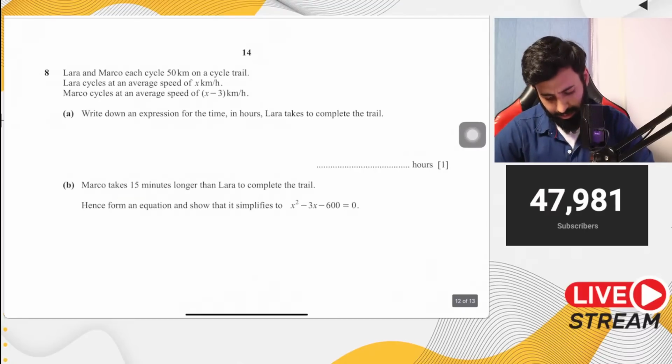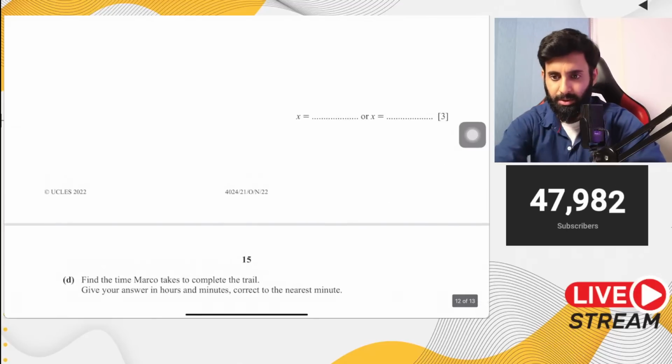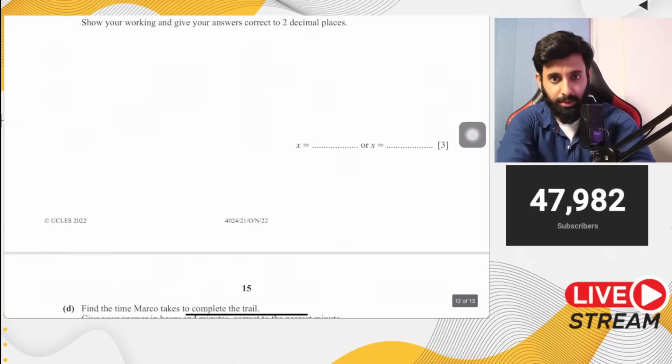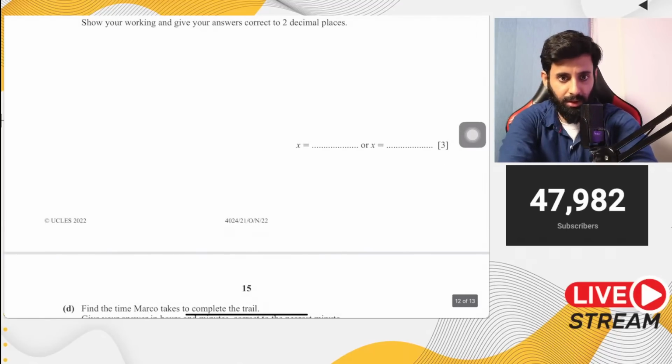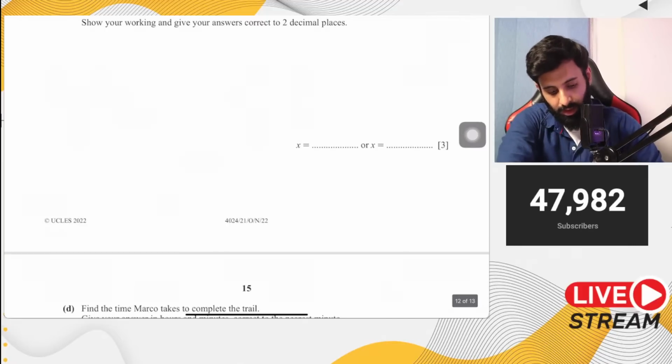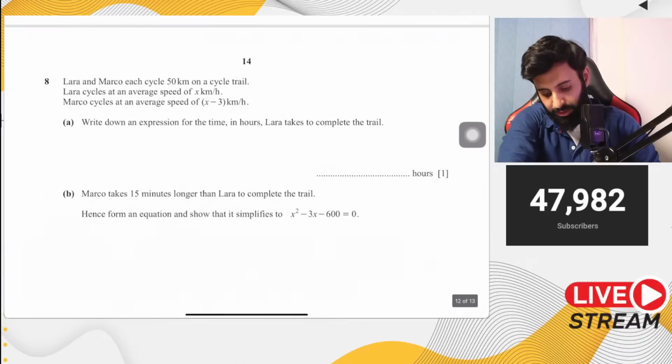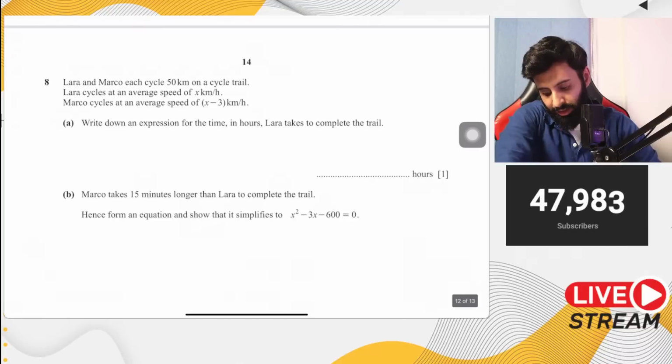By the way, this is a very recent question. It's October, November 2022, paper 2, variant 1. So make a note of that. It's fairly recent. Let's see what it says. It says write down an expression for the time in hours Laura takes to complete the trail.